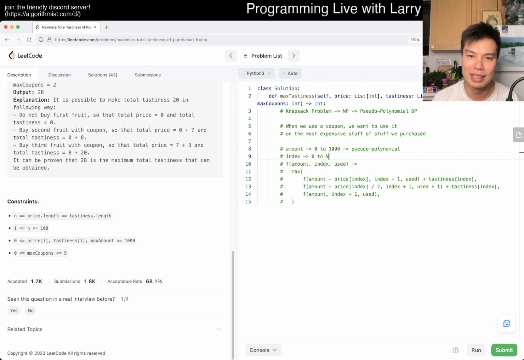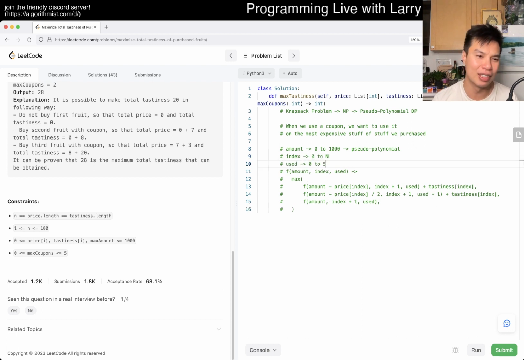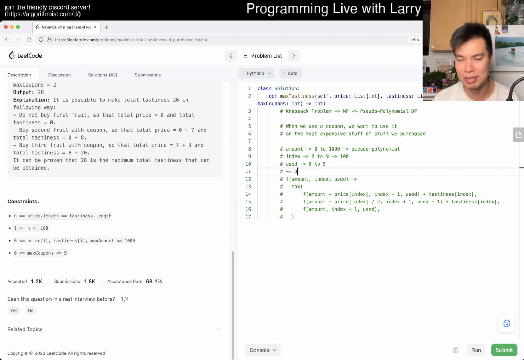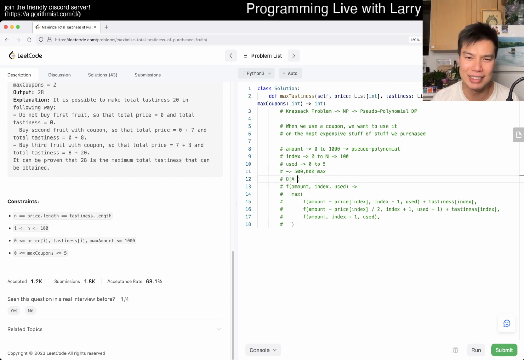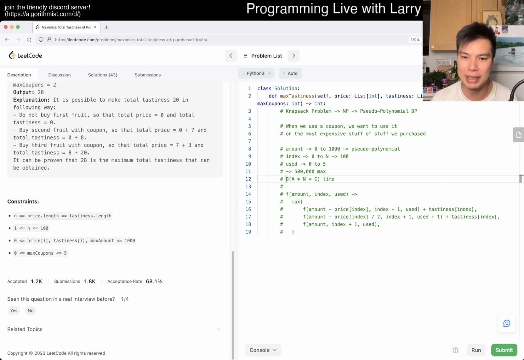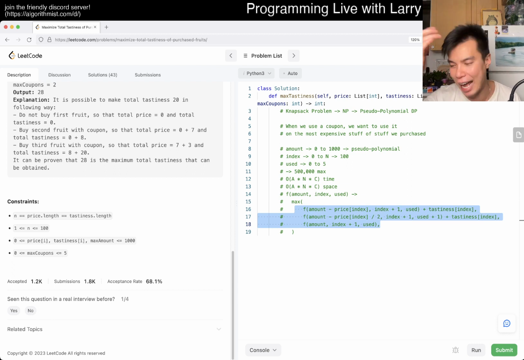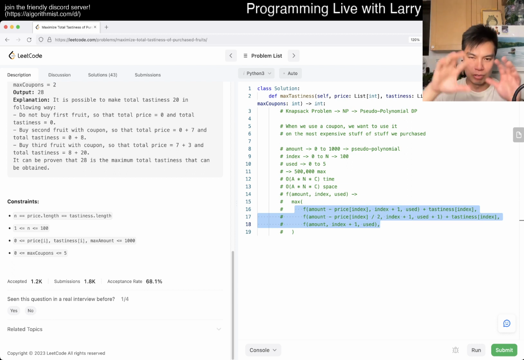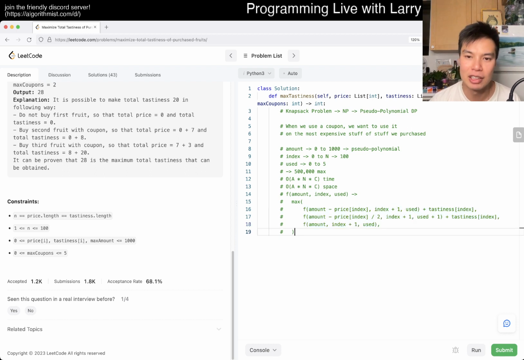Index is 0 to n, and used is going to be 0 to 5 because that's the max coupon. So in total, with n being n is equal to 100, so that's just going to be 5,000 items max. But you can also write it as big O notation is O of, I don't know, A times n times maybe C for coupon or something like this, right? And then each of these will also be a space, because we only do 3 operations ish. Not actually 3, but you know what I mean. Three things or constant number of things, right? So that's basically the idea.